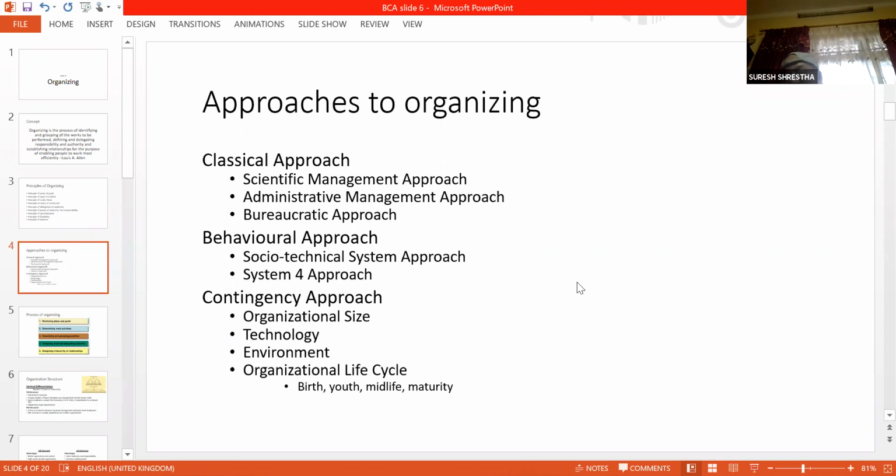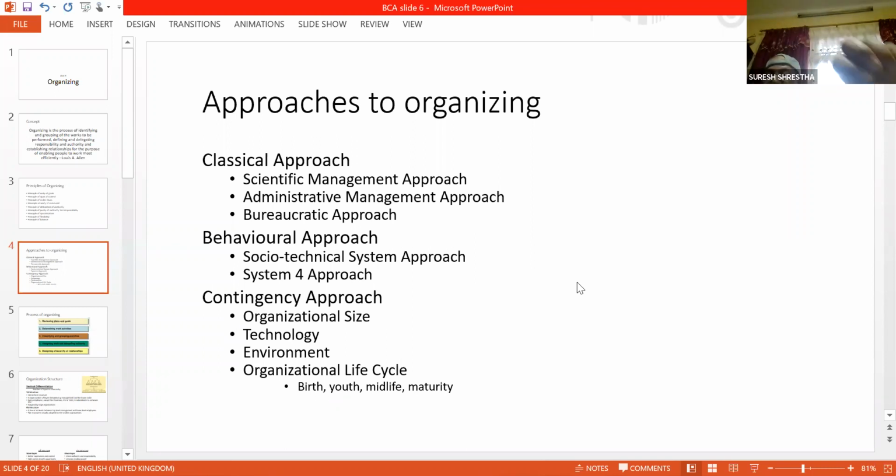So contingency bhaneko, it depends bhaneko. There is no one way of organizing. It depends upon number of factors like size, technology, environment, life cycle of the organizations. On the basis of that, organizing needs to be done. So these are different approaches.